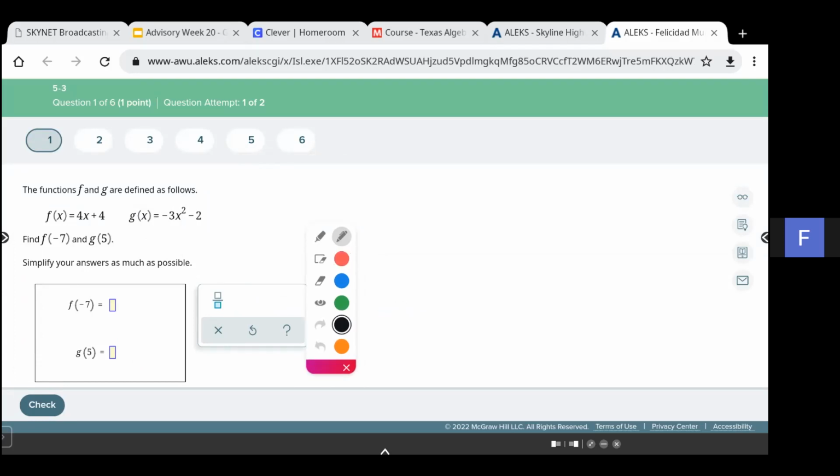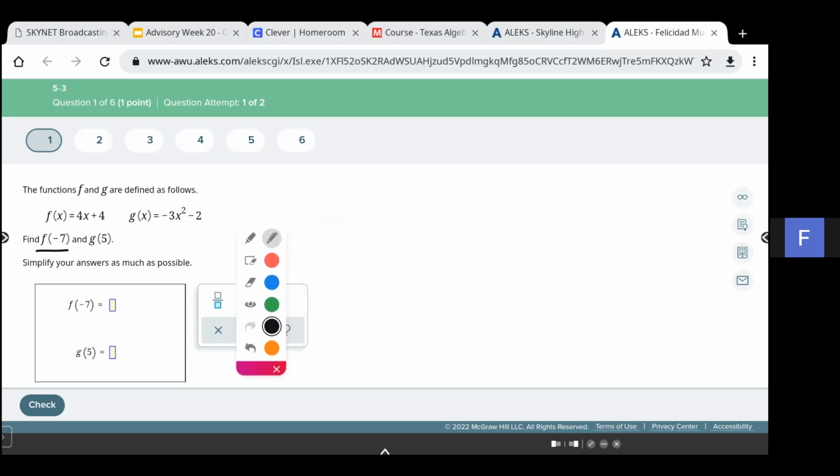So for f of -7, all you're going to do is change that x value to a -7 and simplify as needed. So f of -7 equals 4, and instead of writing that x, I'm going to put a -7 in, plus 4. And simplify as needed. So 4 times -7 is -28. Add 4, and I'm going to get -24.